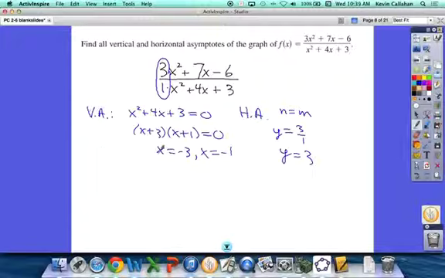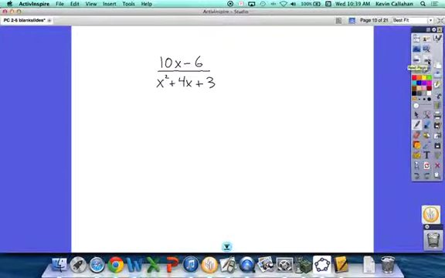Right, so horizontal or vertical, 0 is the denominator. Horizontal, apply the 3 rules. Okay. The zeros of the denominator. I set the denominator equal to 0, I solved. Okay.